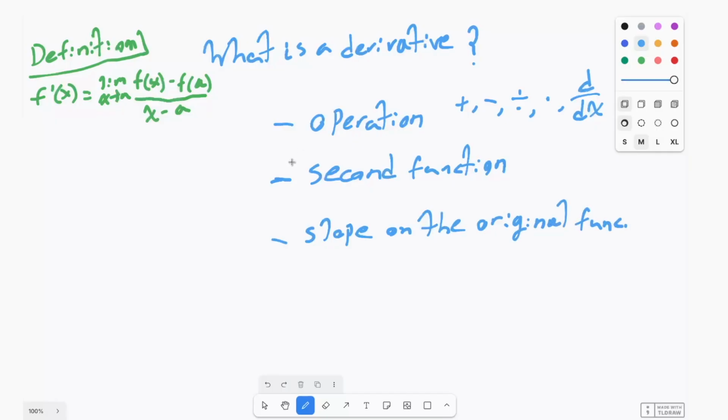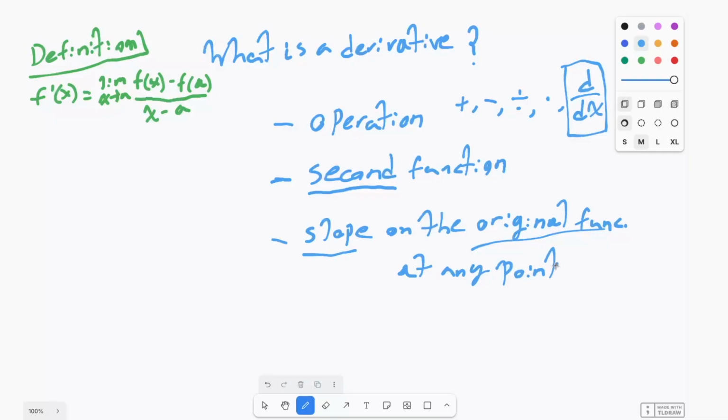So a derivative is an operation that we do to a function that gives us a second function that we can use to find the slope on the original function at any point on the original function. An example of that could be the graph of x squared. Let's say that this is x squared and that this is definitely a parabola. So we have the function of x squared, and let's say that we want to find the slope at any point on the function. The way we can do that is with the derivative operation.